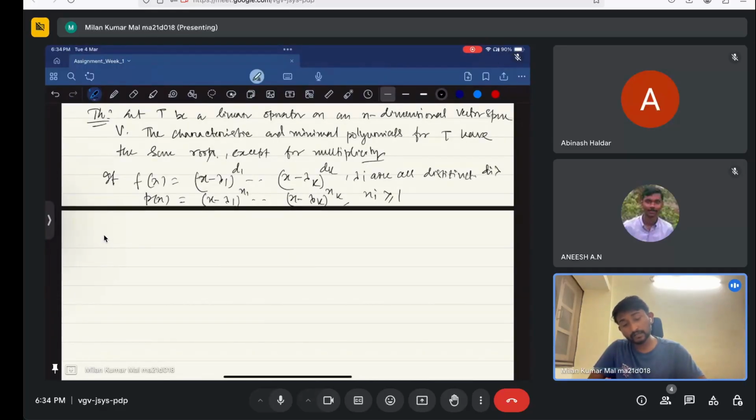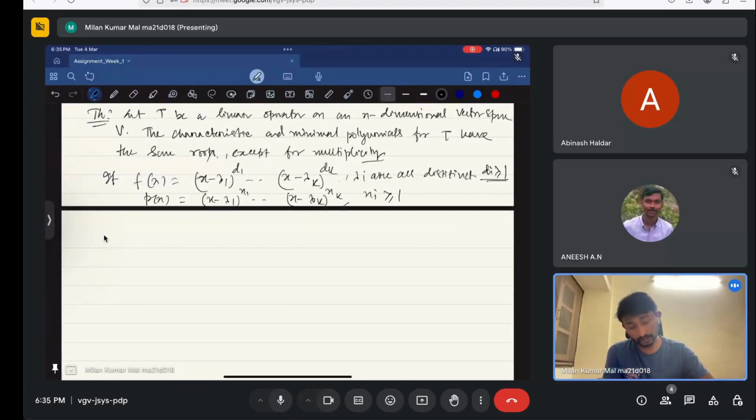Each d_i is greater than or equal to 1. So the main point is this: let f be the characteristic polynomial, given by (x − λ1)^d1 ... (x − λk)^dk, over a field where the polynomial is completely factorized. So on that field, f(x) = (x − λ1)^d1 and so on.